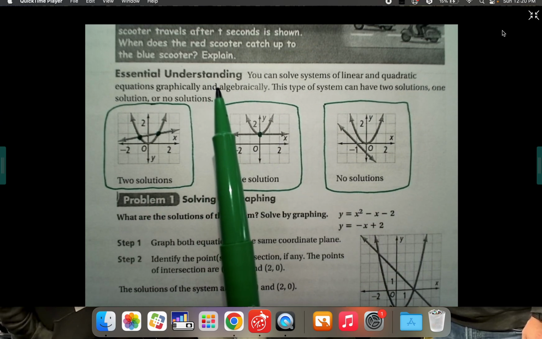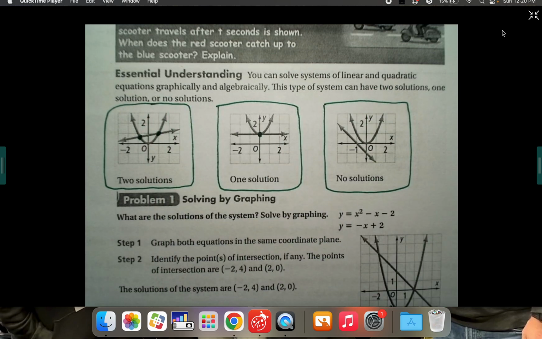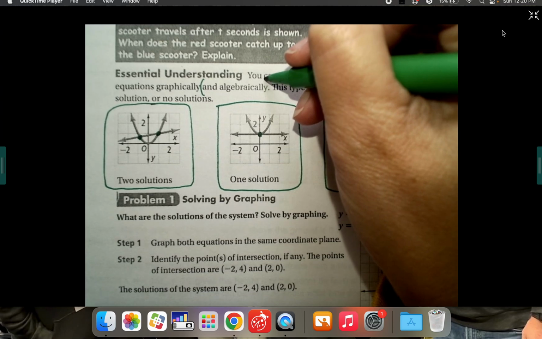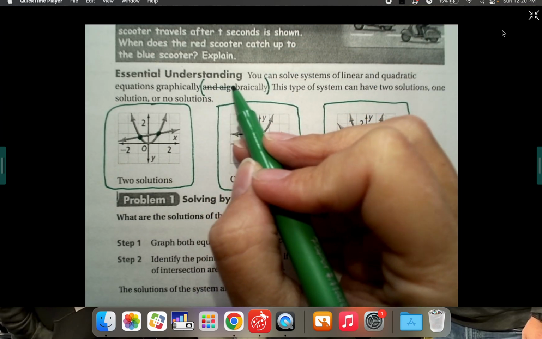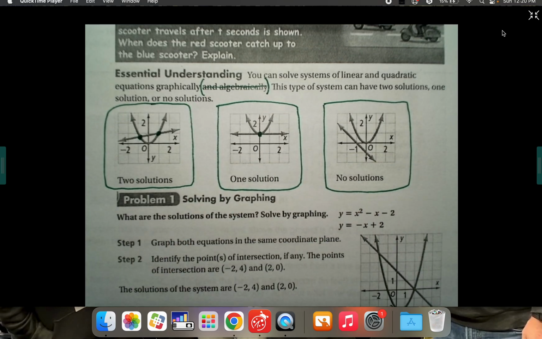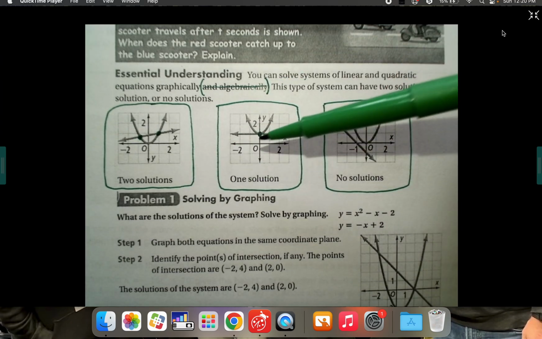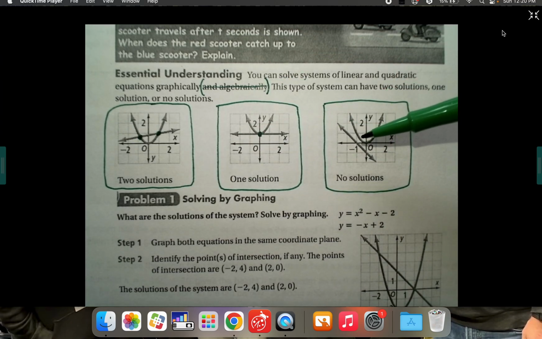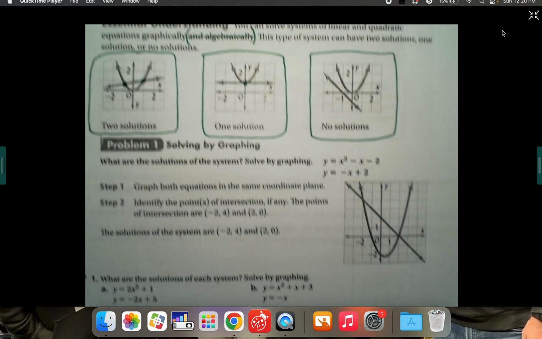So for our essential understanding today, you can solve them graphically. We can also solve them algebraically, but for Algebra 1, we will not be solving it algebraically. We will only be looking at them graphically. Later, you will be doing them algebraically as well, with substitution and elimination and things like that to find their intersecting points. But today, we will only be looking at them graphically. So two solutions look like this, one solution, or there could be no solutions.